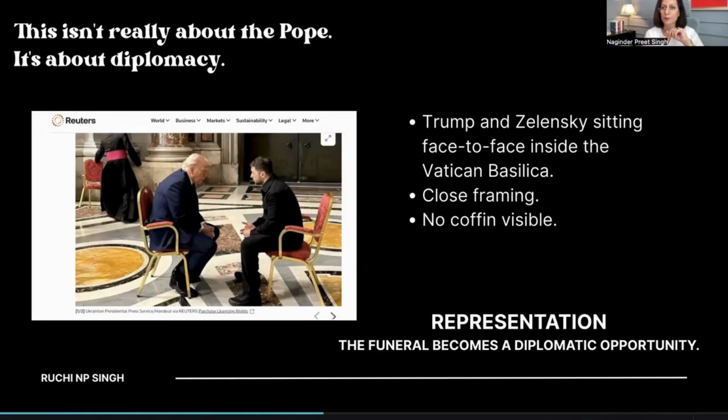When you focus on this image, you see Trump and Zelensky sitting face to face. The picture is of close framing. You do not see the coffin anywhere. So this really isn't about the Pope. It is about diplomacy. So here the representation tells you that the funeral is a diplomatic opportunity. So it's not really about the funeral. The focus of this image is on the diplomatic opportunity.